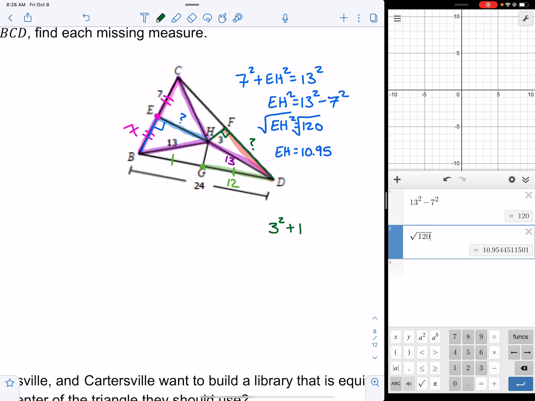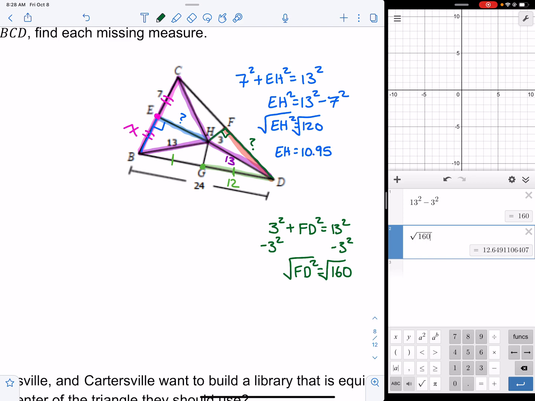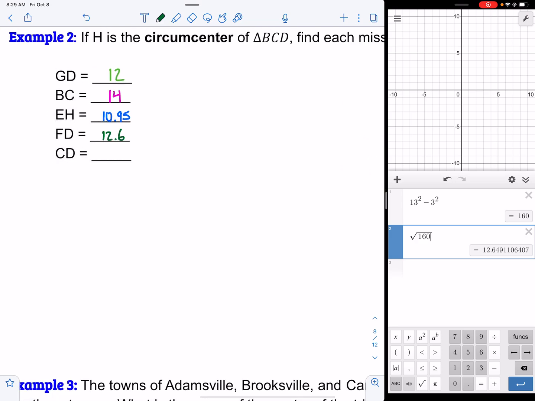So 3 squared plus FD squared equals 13 squared would be the way we could set that up. I like to go ahead and subtract it and then just type all that straight in the calculator, and then I'll take the square root. So 13 squared minus 3 squared gives us 160. And then we just have to take the square root of both sides, which is 12.6. I'm just going to round to the nearest tenth. So FD was 12.6.